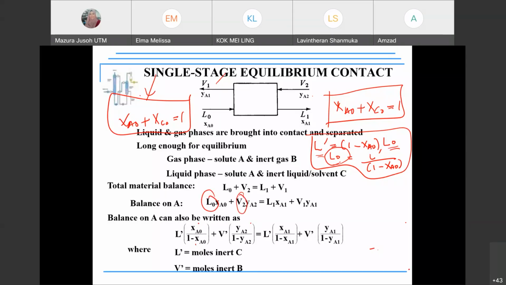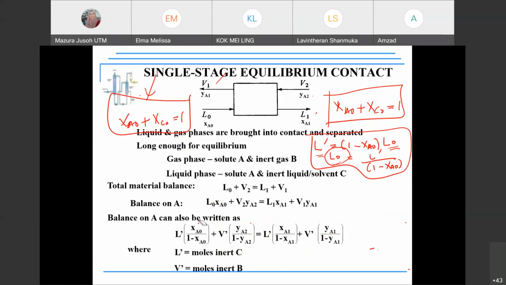For V2, you can also substitute that with 1 minus YA2, because 1 minus YA2 is for B. 1 minus XA naught is for C, right? 1 minus XA1 here, it's for C. And 1 minus YA1 is for B again. Mole fraction of C and mole fraction of B. So we don't want to be using a lot of unknowns. We want to use only XA1 and YA1.